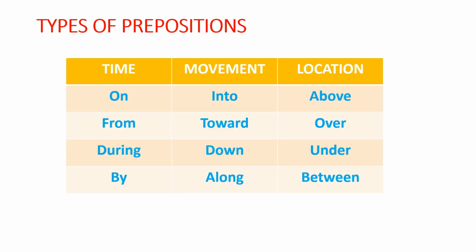Under each type of preposition, we still have more. We will see that. For time prepositions, we have on, from, during and by. And for movement prepositions, we have into, toward, down, along. And for location prepositions, we have above, over, under, between.